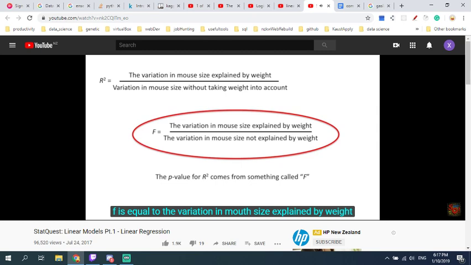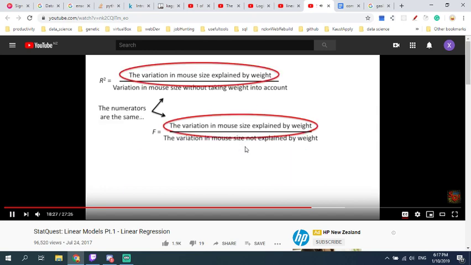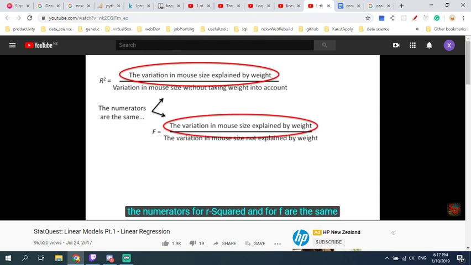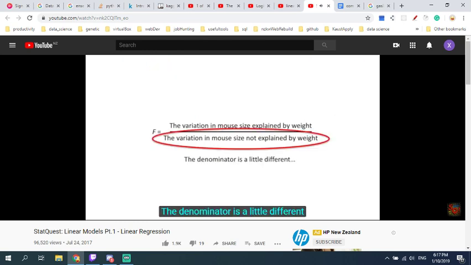F is equal to the variation in mouse size explained by weight divided by the variation in mouse size not explained by weight. The numerators for r squared and for f are the same. That is to say, it's the reduction in variance when we take the weight into account. The denominator is a little different.